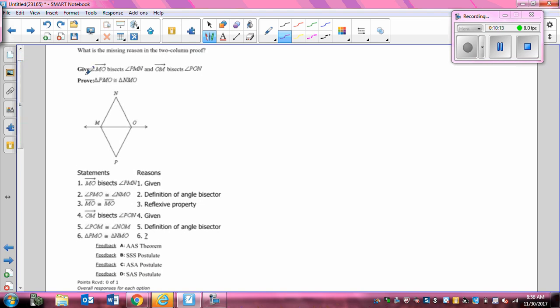Given MO, this ray MO bisects this angle M, or PMN, so this angle is going to be congruent to this angle because it's bisected, and O bisects PON, so this angle is going to be congruent to this angle. So given definition of angle bisector, reflexive property, MO is congruent to itself, both triangles.